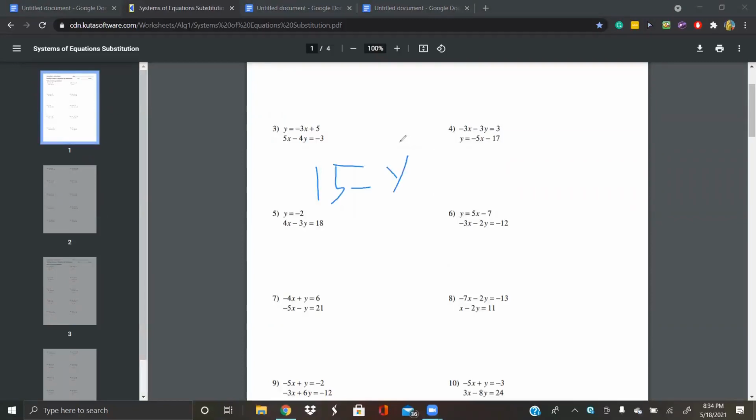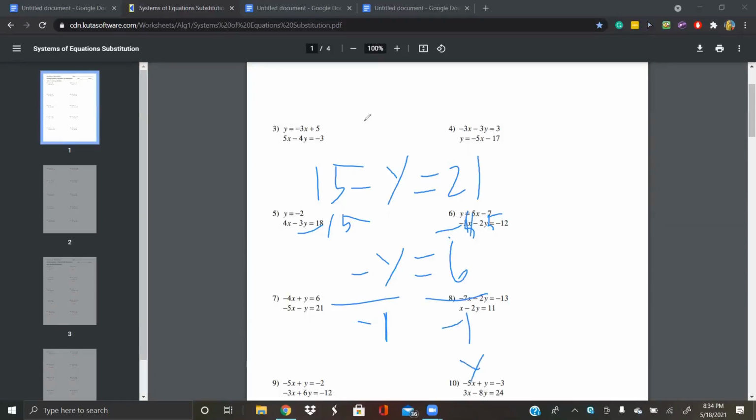15 minus y equals 21. So minus 15 on both sides. So that leaves us with -y equals 6. And then -y, or -1, we're going to divide -1 on both sides, and that leaves us with y equals -6. So that is our problem. So the final answer is -3, comma, -6.